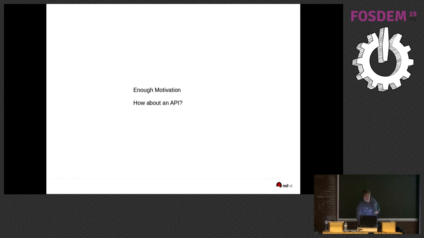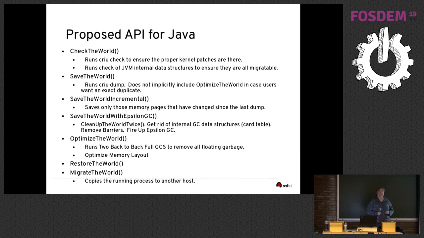Okay, so I have a proposed API for Java. And this is not set in stone. So this is from my head what I would like to see. So I'm open for people to come up and talk to me about where I'm wrong or what else we need that we don't have.